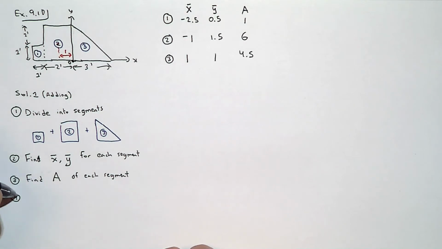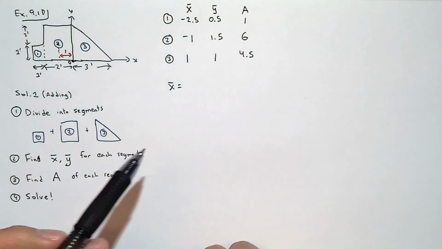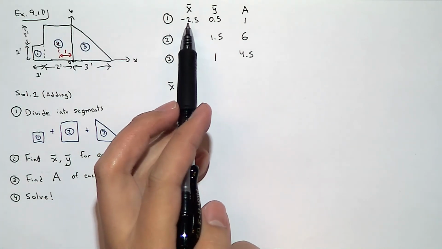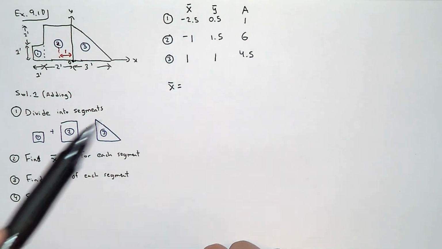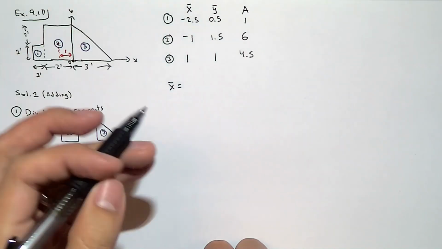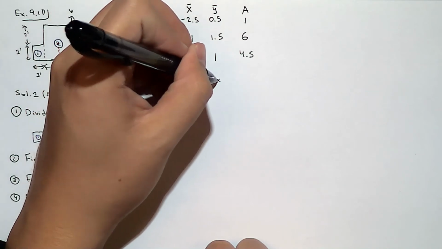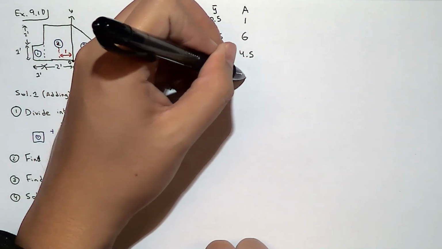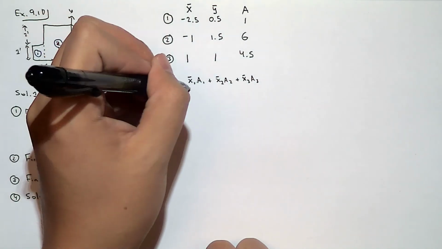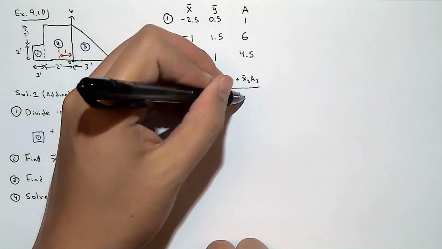And now all we have left to do is to solve. How do we solve this? Well, we already know that the centroid is going to be equal to the sum of the product of the centroid of each individual element and their area divided by the sum of the area. So in this case, we have 3 segments. So my centroid x bar coordinate will be x bar 1 area 1 plus x bar 2 area 2 plus x bar 3 area 3, and all of that divided by area 1 plus area 2 plus area 3.